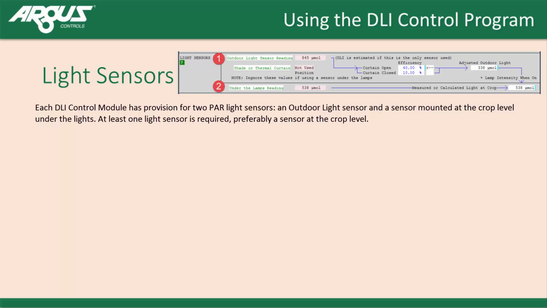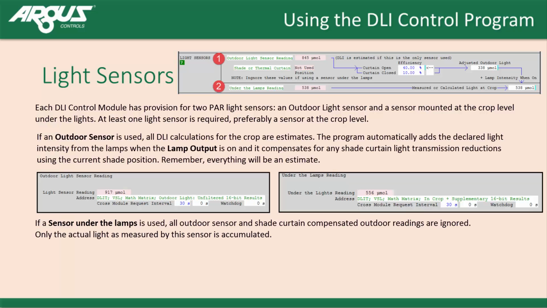Light sensors. Each DLI control module has provision for 2 PAR light sensors, an outdoor light sensor and a sensor mounted at the crop level under the lights. At least one light sensor is required, preferably a sensor at the crop level. If an outdoor sensor is used, all DLI calculations for the crop are estimates. If a sensor under the lamps is used, all outdoor sensor and shade curtain compensated outdoor readings are ignored.